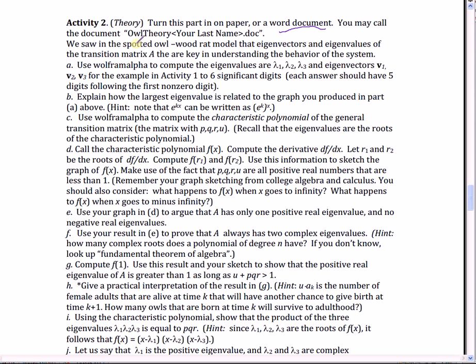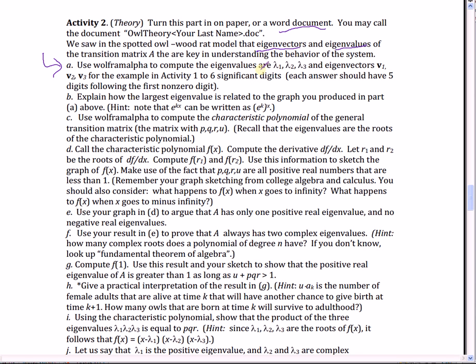If you do a Word document, you can name it Owl Theory or your last name. Now, we're going to do more with eigenvectors and eigenvalues because we saw before that these are very important in understanding the behavior. So in part A, use Wolfram Alpha to compute the eigenvalues and eigenvectors. This is for the matrix in activity 1. So you have a specific P, Q, R, and U, and that gives you a specific matrix.